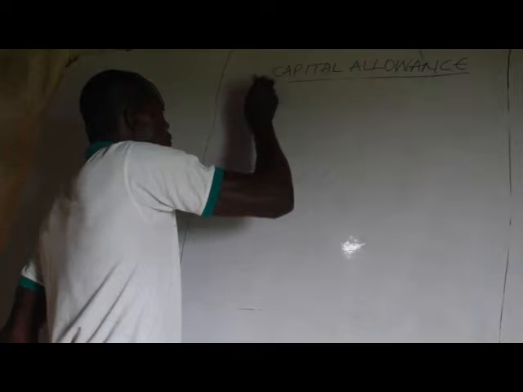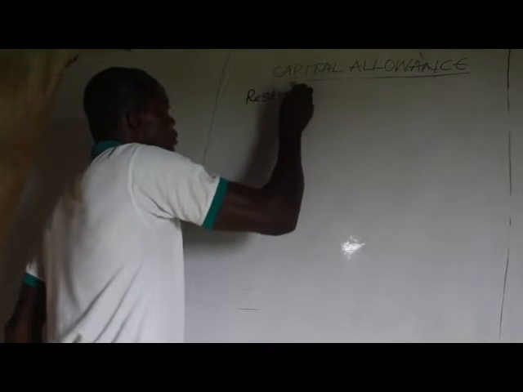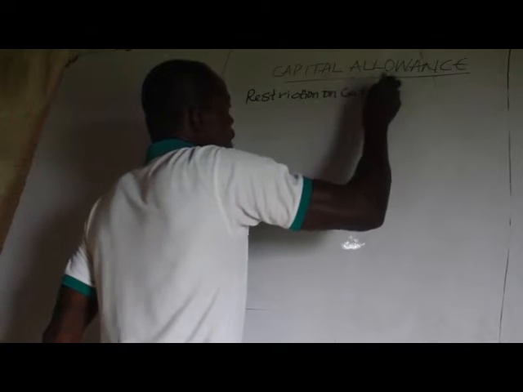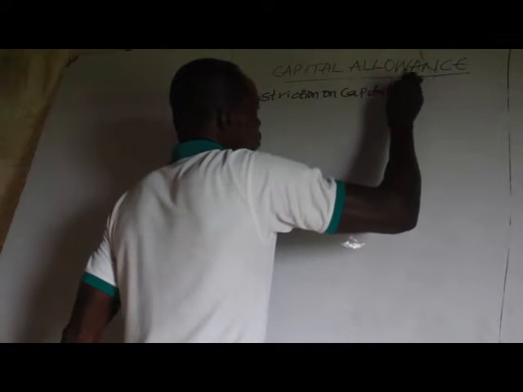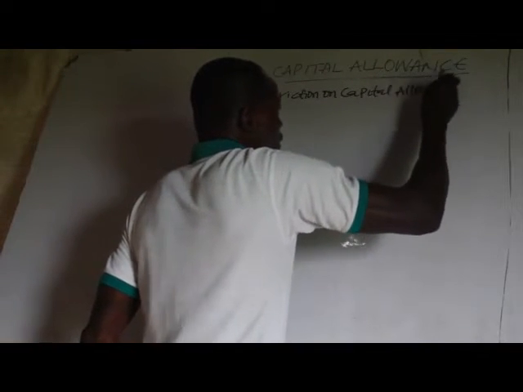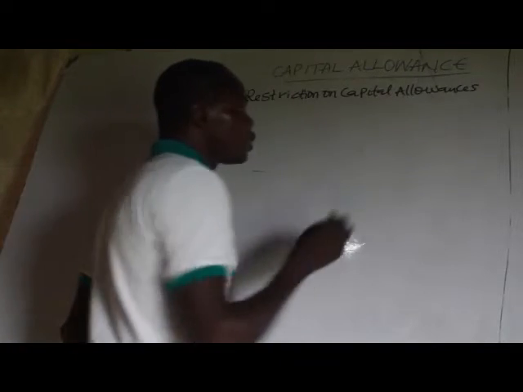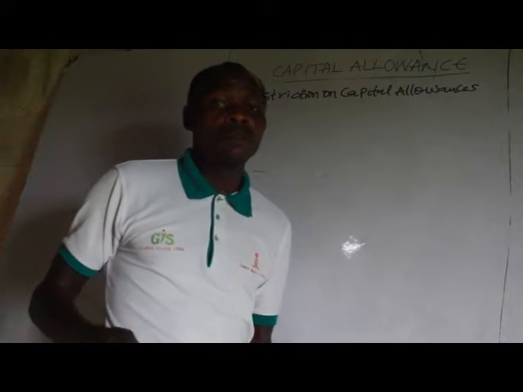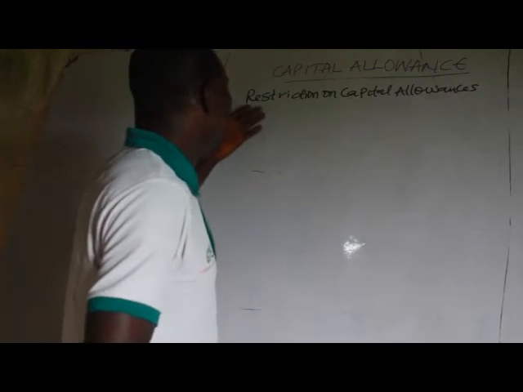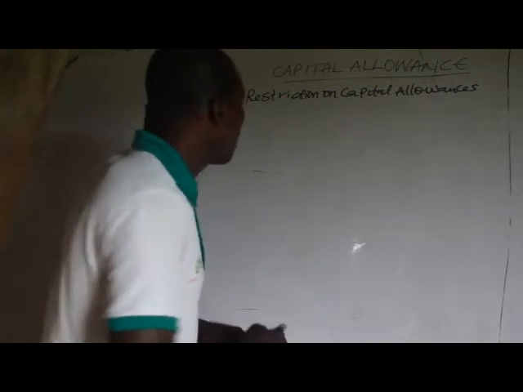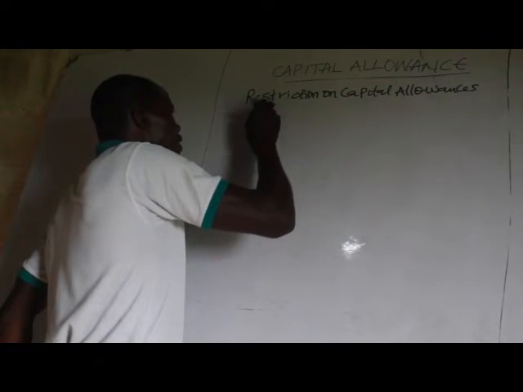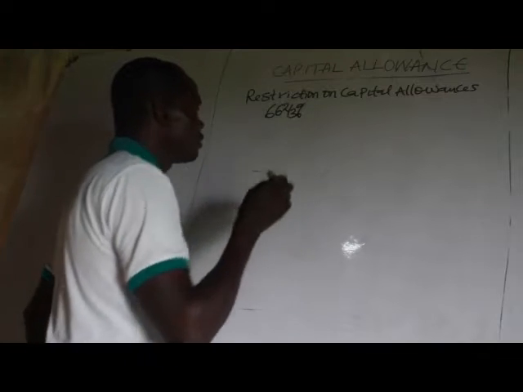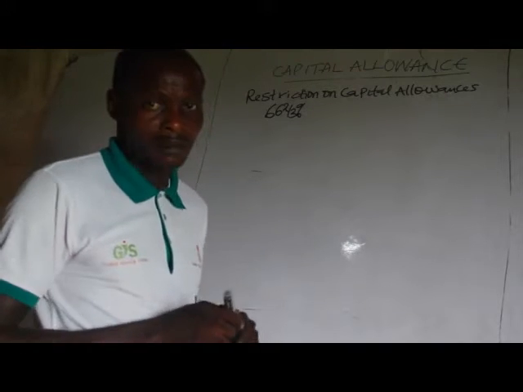Restriction on capital allowances. I want you to know that capital allowance claimable in any year of assessment should not be more than, should not be greater than 66 2/3% of the assessable profit.